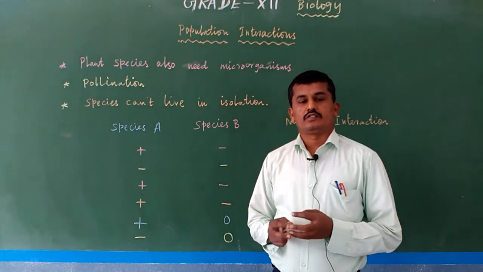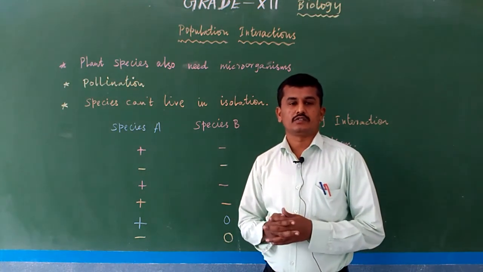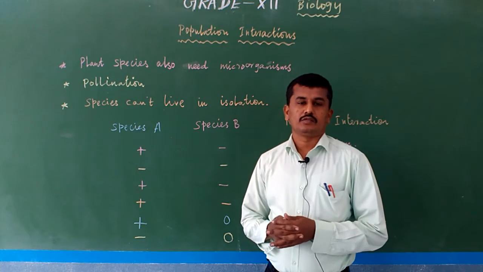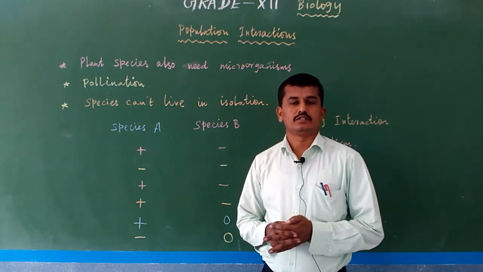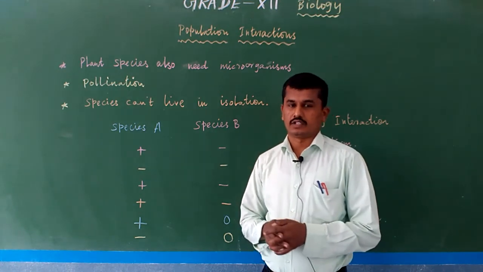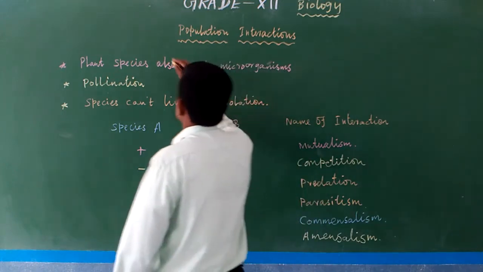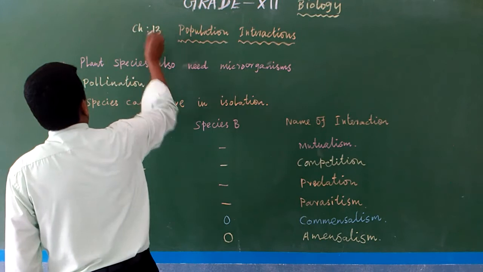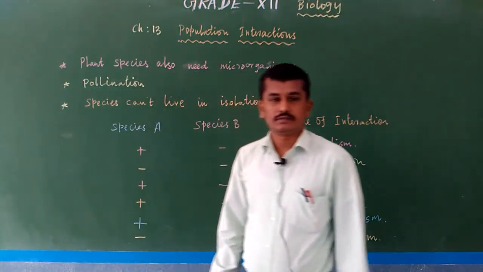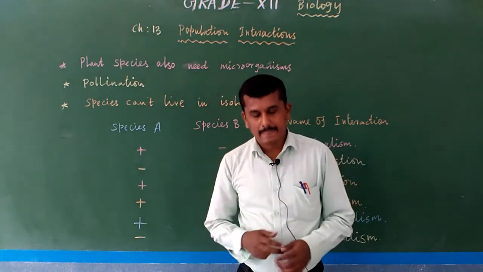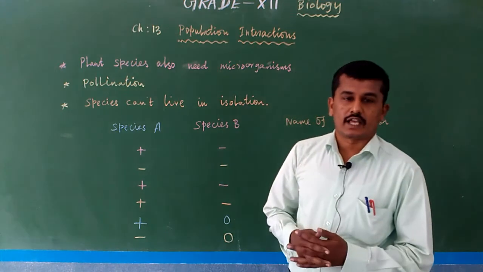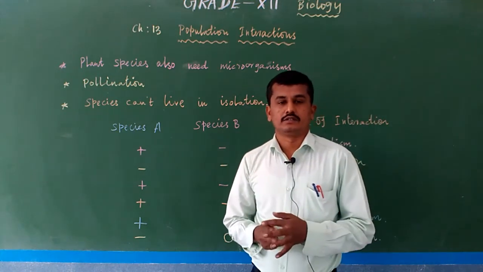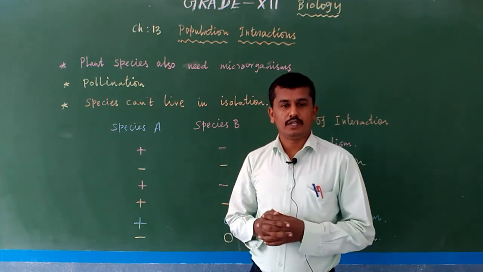In previous classes, we learnt various topics in organisms and population. That is chapter 13 in your NCERT book. Today, chapter 13, organisms and population lesson. In this, population interaction, a new title. What is meant by population?